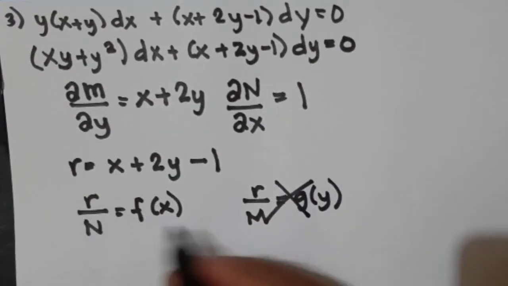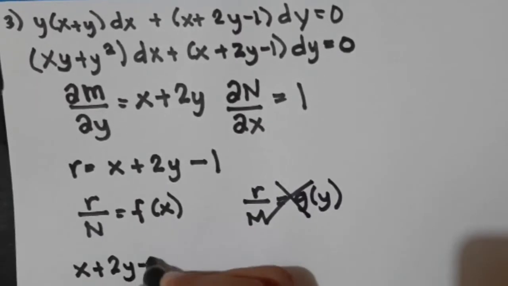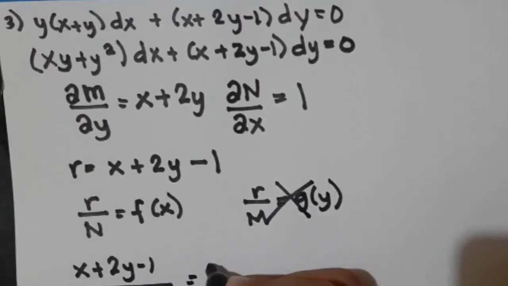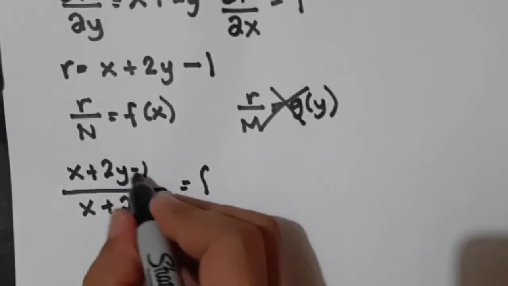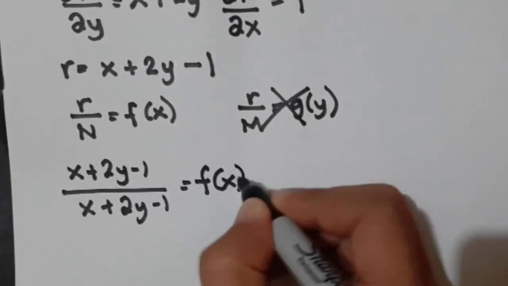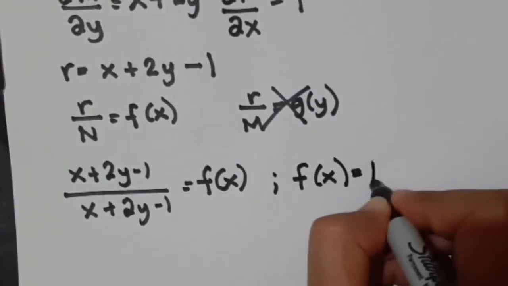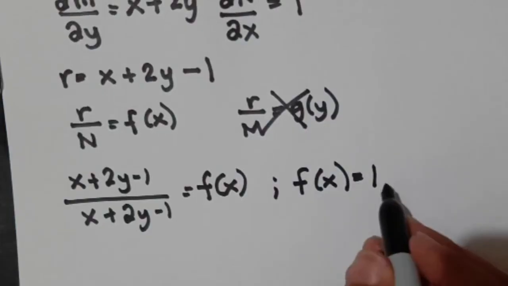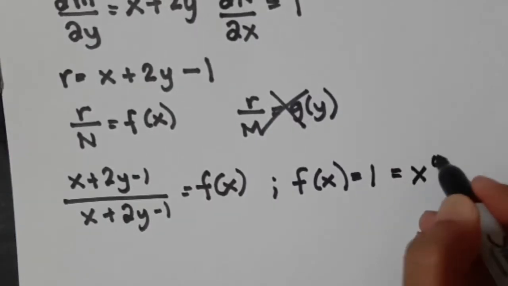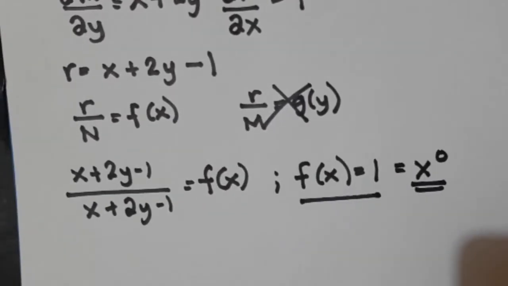So we'll check this one. x plus 2y minus 1, our value of N is x plus 2y minus 1, equals f of x. So we just copy the value of R, then copy the value of N. So our f of x is equivalent to 1. So it can be used since that is a function of x alone. It can also be written as x raised to 0, but we'll use the value of 1.